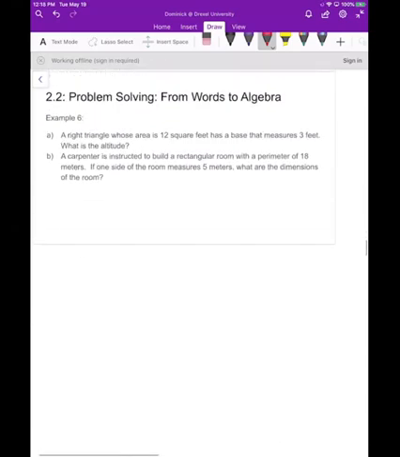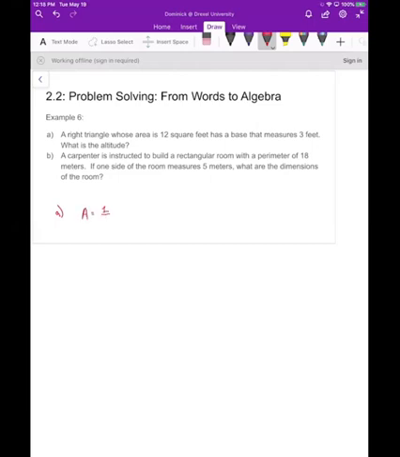Okay, last example. So we're told that for part A, we have a right triangle whose area is 12 square feet, has a base that measures 3 feet. What is the altitude? So for this one, you just have to remember what's the area for a triangle. Well, it's 1/2 base times height. So here we're told that the area is 12. And we're also told the base is 3. All right, and we want to figure out, well, what's the height or what's the altitude?